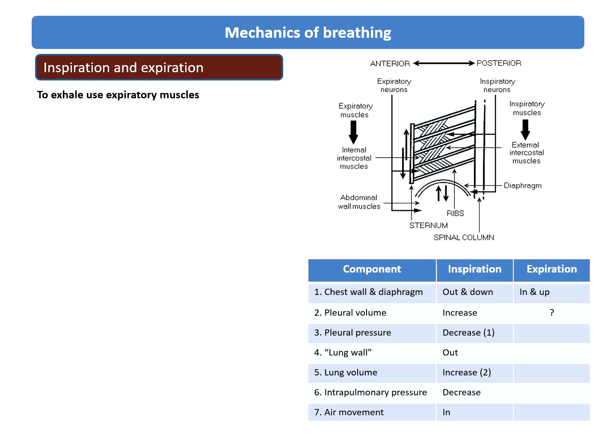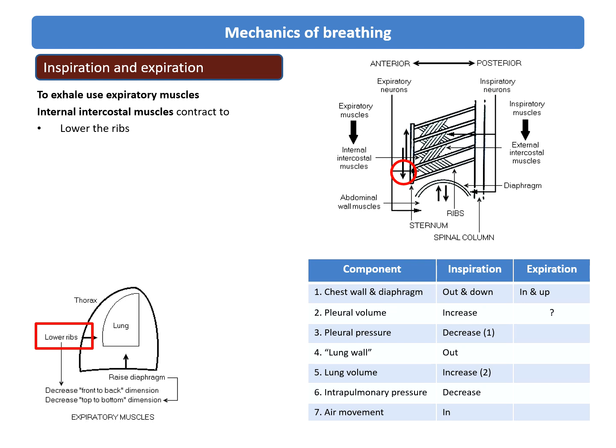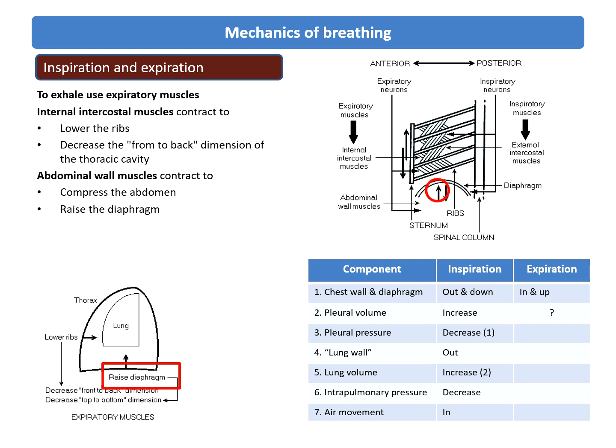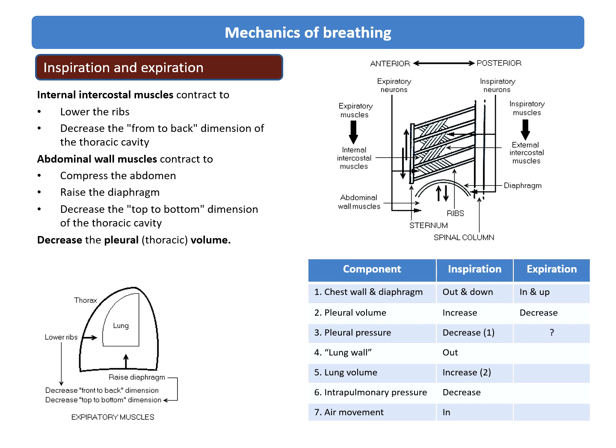To exhale, we use the expiratory muscles. The internal intercostal muscles contract to lower the ribs. They decrease the front to back dimension of the thoracic cavity. The abdominal wall muscles contract to compress the abdomen, to push the diaphragm up, and decrease the top to bottom dimension of the thoracic cavity. So step one is the chest wall and diaphragm move in and up.